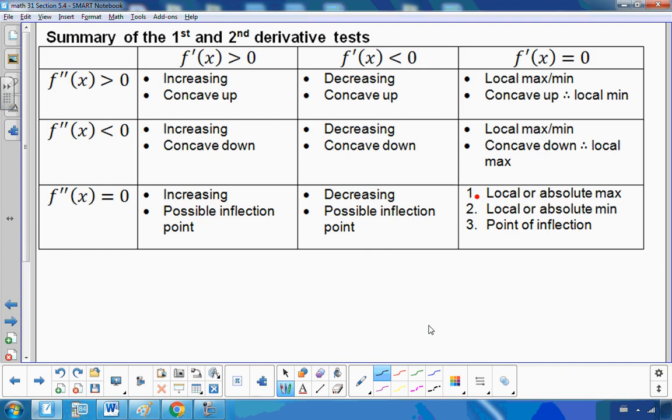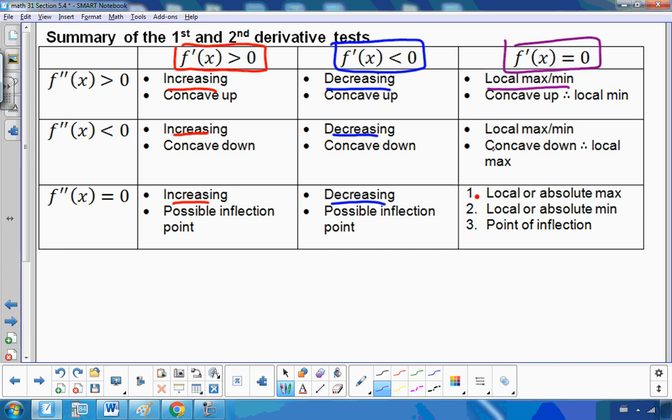So let's summarize that here. We're putting everything together, first derivative and second derivative. If the first derivative is greater than 0, that means that my function is increasing. If my first derivative is negative, that means I am decreasing. And if my first derivative is equal to 0, that means I can have a local max or min.